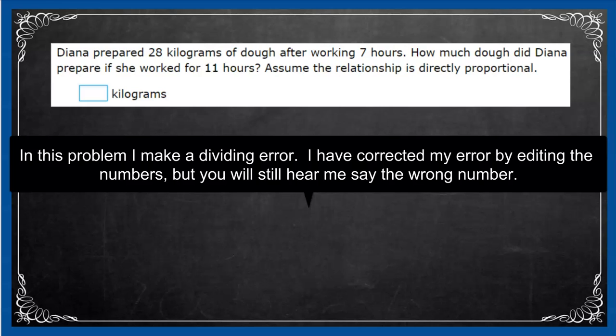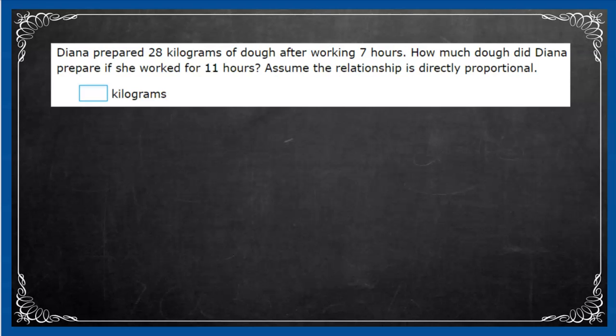This first problem, it says Diana prepared 28 kilograms of dough after working 7 hours. So she prepared 28 kilograms in 7 hours. If we were just doing unit rate, if it was asking how many kilograms would she prepare in 1 hour, then all we would be doing is dividing 28 by 7. That's not what it's asking though. I want you to look at what it's asking. It's asking how much dough did she prepare if she worked 11 hours. Okay, and then assume the relationship is directly proportional. In other words, it's going to make a straight line on a graph.